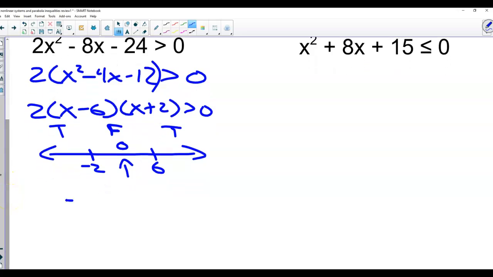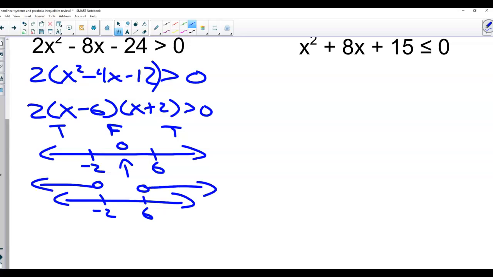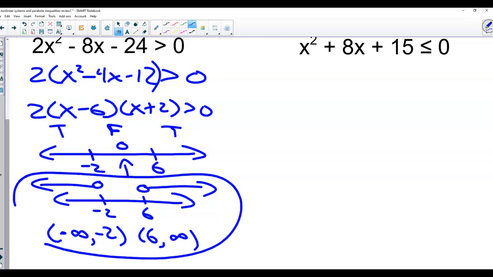So now, if I were to graph it on a number line, it's a greater than sign. So they're open dots, and it's true left of negative 2 and right of the 6. And then my set notation is negative infinity to negative 2 with parentheses, and 6 to infinity with parentheses. Remember, infinities always get parentheses. The numbers get parentheses when it's a greater than or less than. And the numbers get brackets when it's a greater than or equal to or less than or equal to. So this right here is what your answer should look like, for me at least.